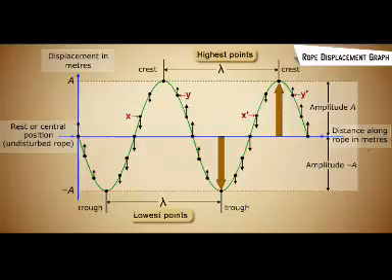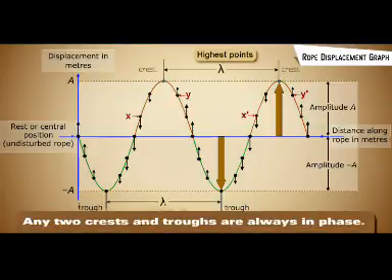Take a close look at the diagram. Do you see the points marked X and X dash and Y and Y dash? X and X dash are said to be in phase, so are Y and Y dash. Two points are in phase when they move in the same direction and have the same speed and the same displacement from the rest position. Any two crests or troughs are always in phase.